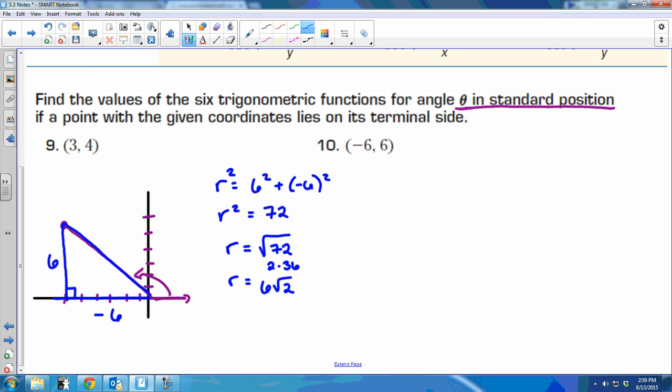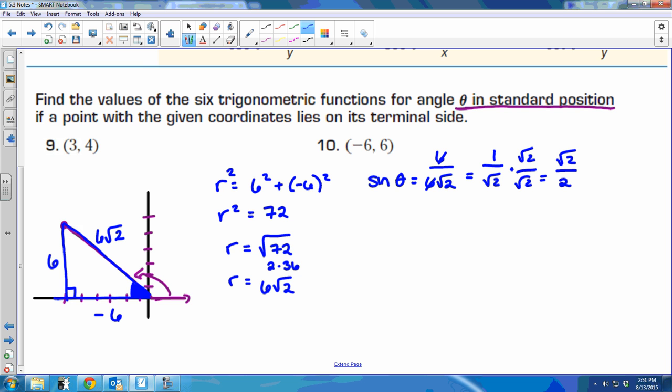Now that I have all that, I can go through and find all my trig values. So again, I'm worried about the angle that's at the origin. So I just shaded it in. So, sine. It's opposite over hypotenuse. That is 6 over 6 square root of 2. So I can cancel the 6's out. I get 1 over the square root of 2. I need to rationalize, though. The square root of 2 over 2.